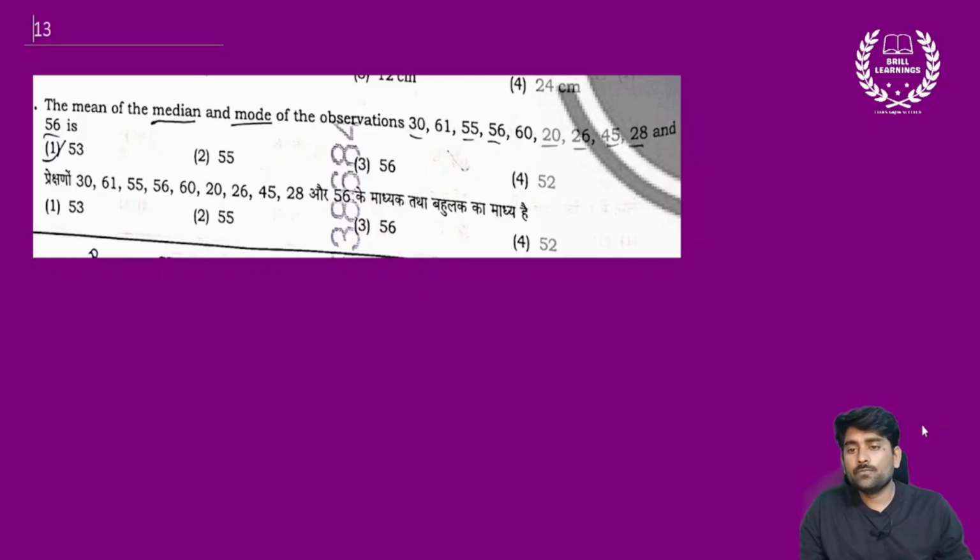Okay. So first find the mode here. What is mode? Which has the highest frequency here? So 30 repeated one time, 61 one time, 55 one time, 56 two times. So here mode is 56. Keep it aside. Now find the median.